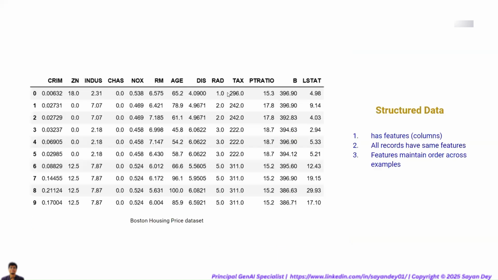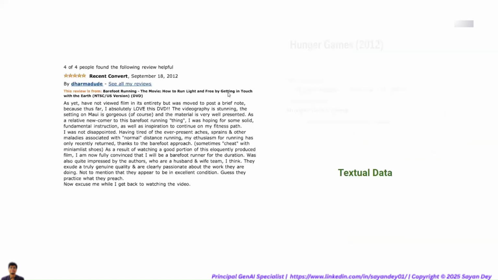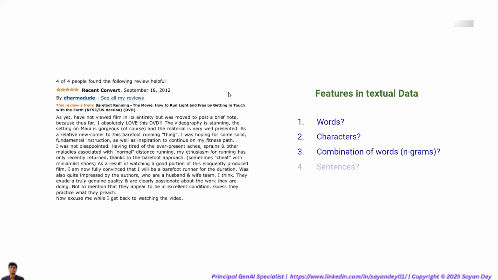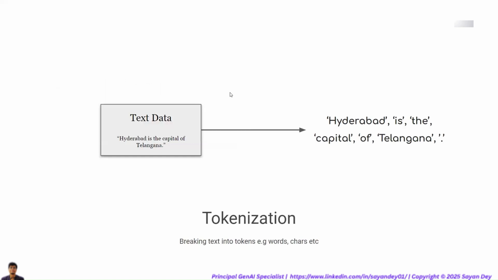So first of all, how do machines handle text data? Let's take an example straight away and understand this a little better. Let's say we have the text Hyderabad is the capital of Telangana. On the left hand side, I'm feeding text data to the machine. And let us say the complete text data that we have right now is Hyderabad is the capital of Telangana. That is the whole text data that we have right now.